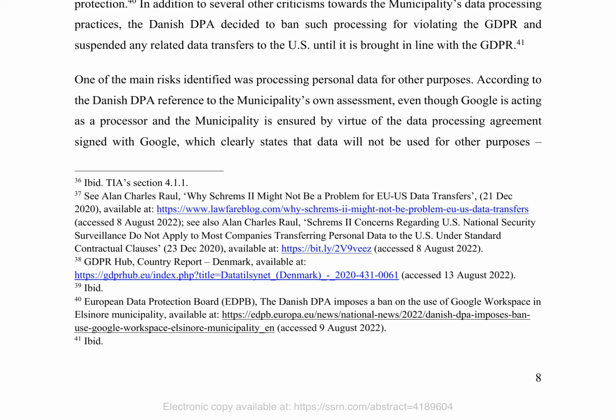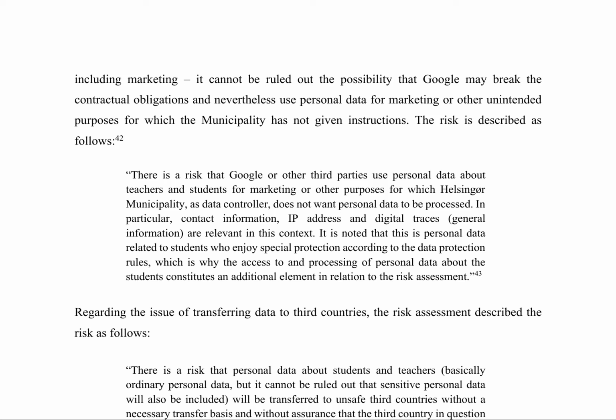The main risk identified was processing personal data for other purposes, despite Google's role as a processor and the data processing agreement signed with the municipality. The Danish Data Protection Authority, Datatilsynet, has imposed a ban on the use of Google Workspace in Helsingor Municipality, citing violations of the General Data Protection Regulation, GDPR.